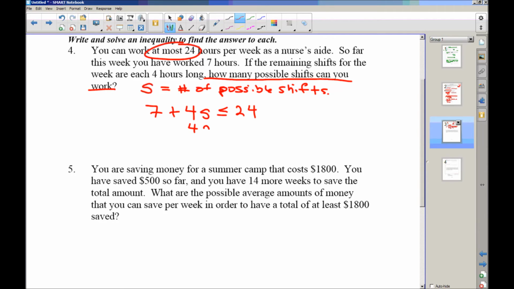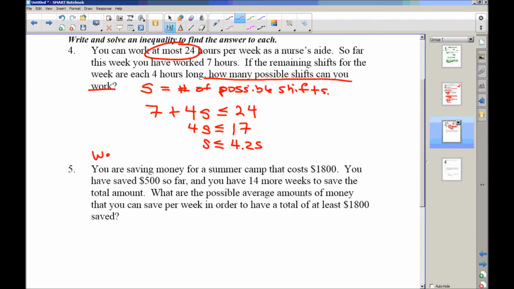Subtract 7 from both sides. So 4s is less than or equal to 17, and then divide both sides by 4, and s will be less than or equal to 4.25. So like we said before, we cannot work a partial shift. I can't go in and work one of the 4 hours because who's going to work the other 3? And they have to pay me to do a whole shift. So we can work less than or equal to 4.25.